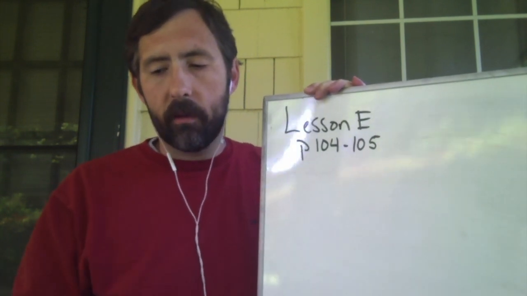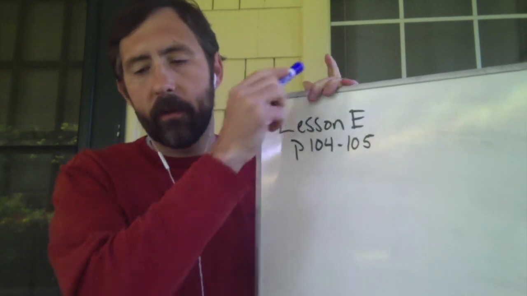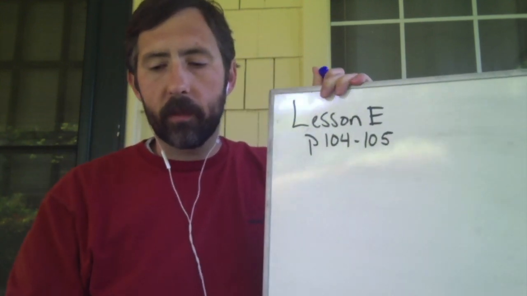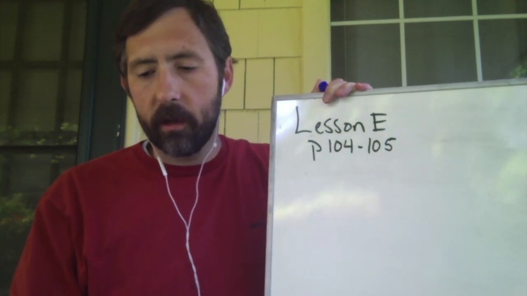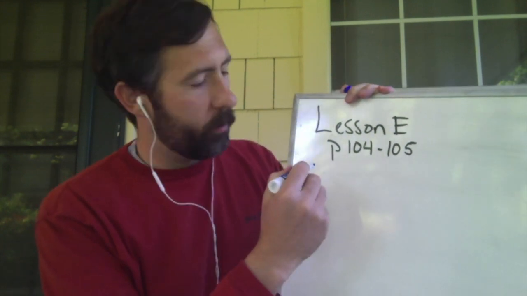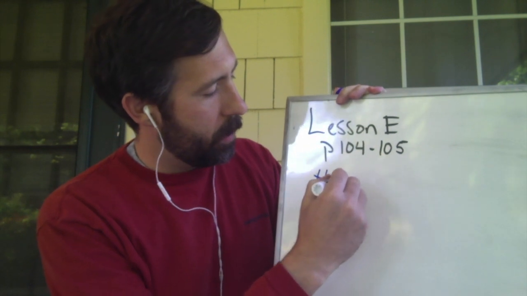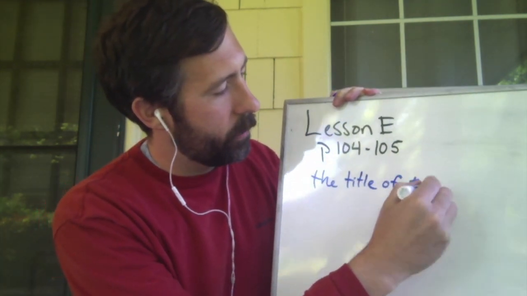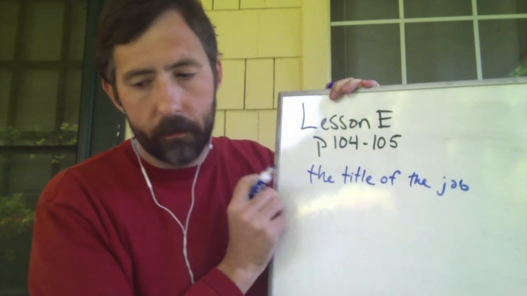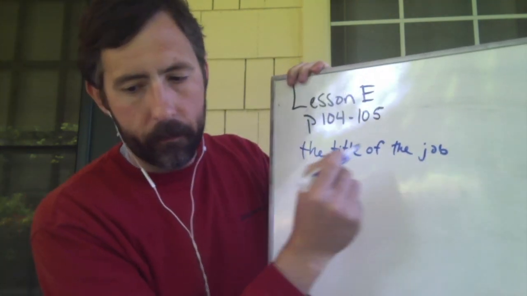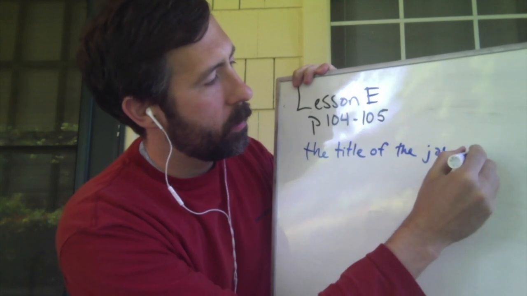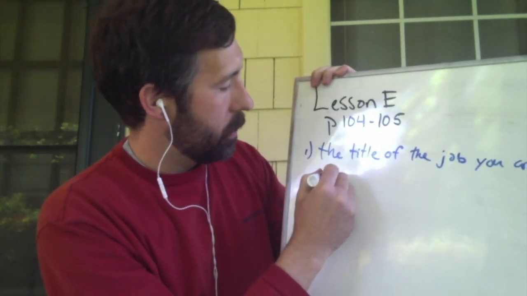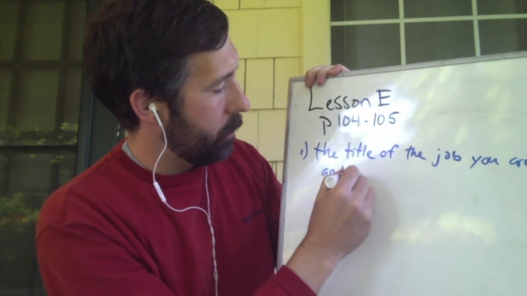So if you look at the top of page 105 in the red box, you'll see a summary of what I just explained. It says, in the body of a cover letter include the first point, the title of the job you are applying for.